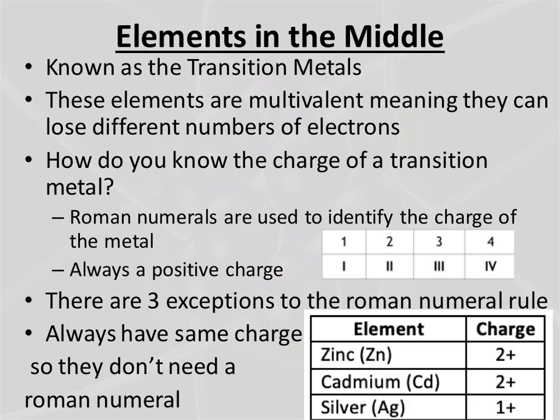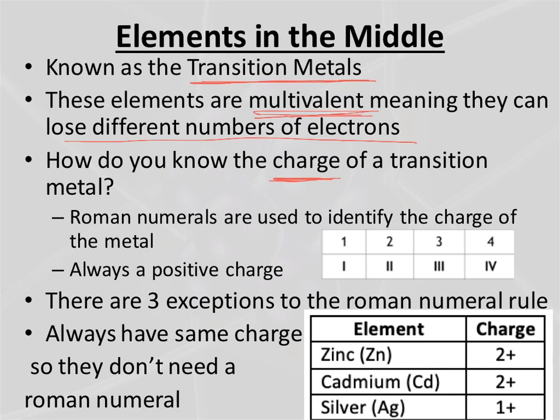So elements in the middle are known as transition metals. What that means is that most of them, the majority of them, are multivalent. Multivalent means that they can lose different numbers of electrons. So sometimes iron might lose 2 electrons, sometimes iron might lose 3 electrons. So how do you know how many electrons it's losing, which means the charge? How do we know the charge?